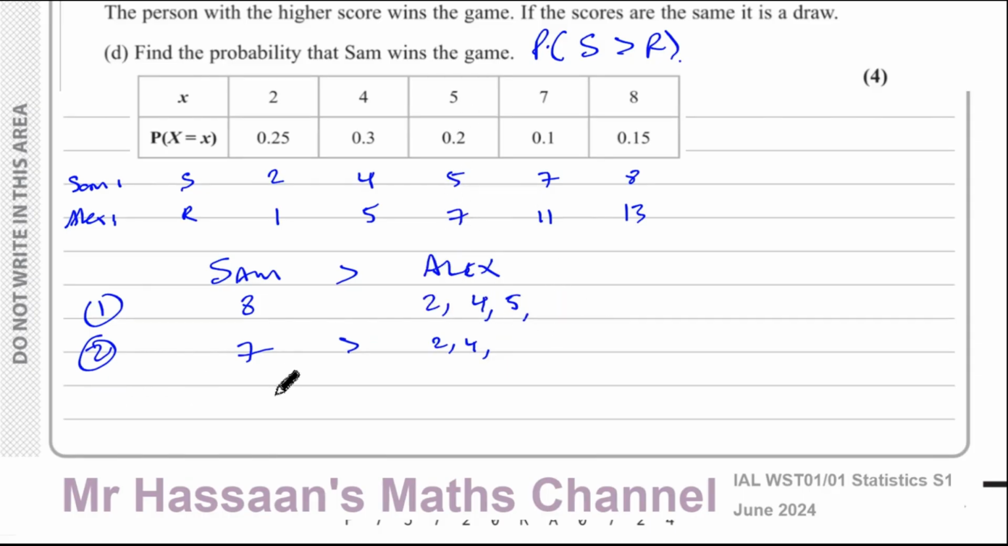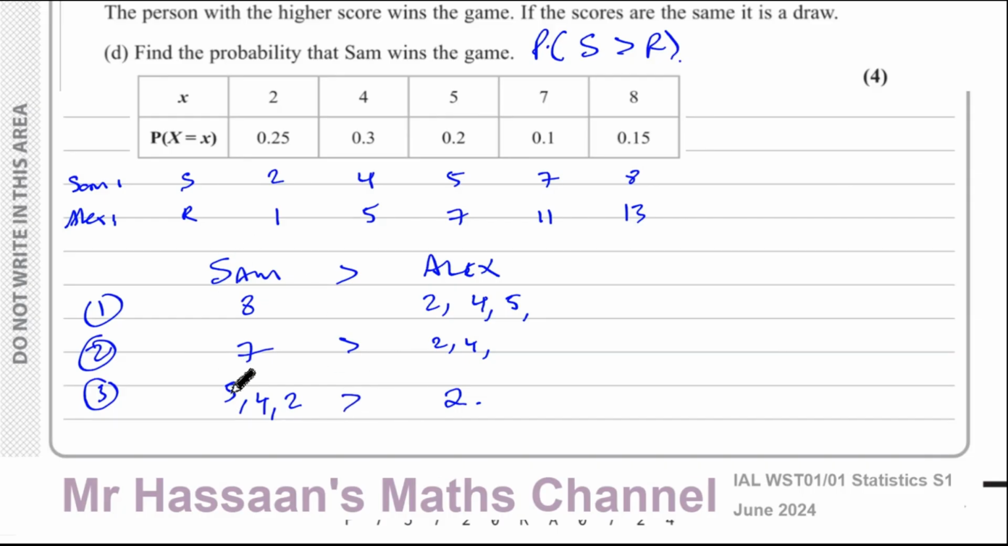So that's another scenario. Okay, so another scenario would be if Sam throws a 5. If he throws a 5, he's going to be the same. Yeah, he'll beat Alex if Alex throws a 2. Okay, so basically, if Sam throws a 5, or a 4, or a 2, and Alex scores just a 2, then Sam is going to beat Alex.